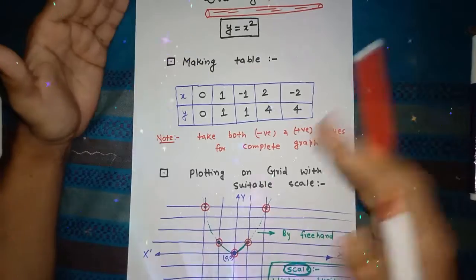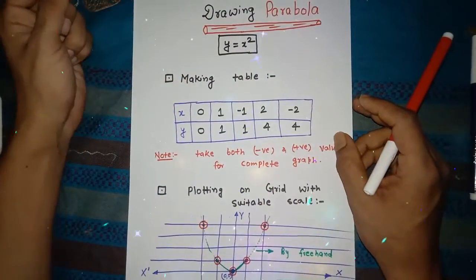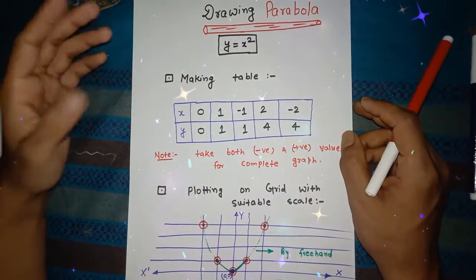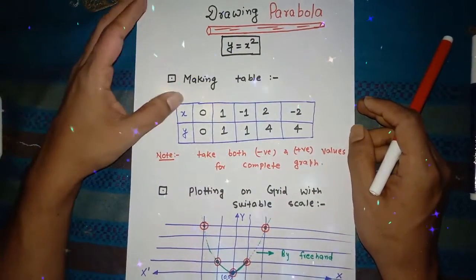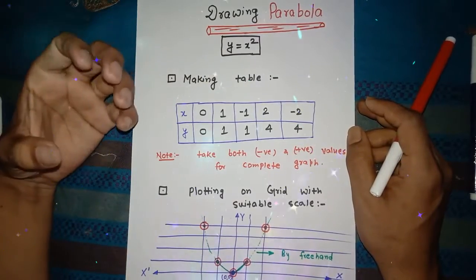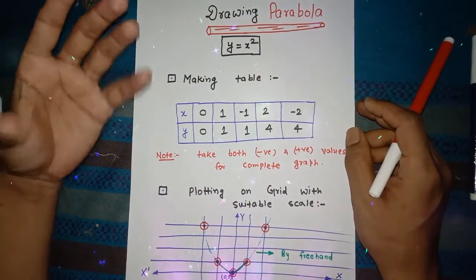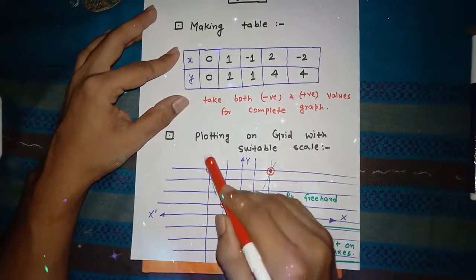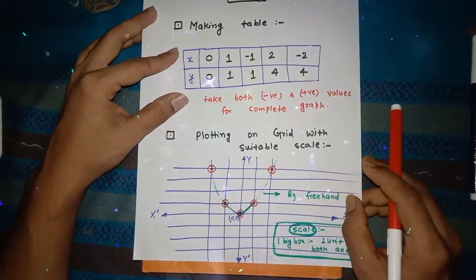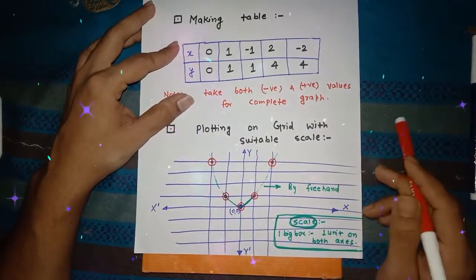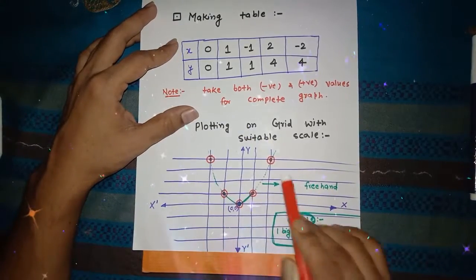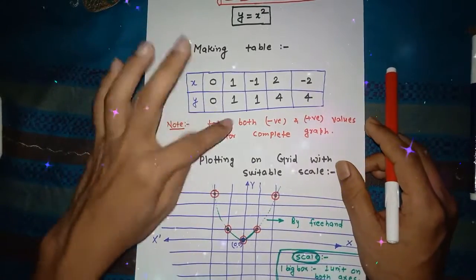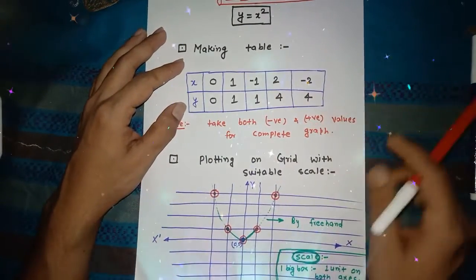Now in this situation, for a parabolic expression or quadratic equation, you must take both kinds of values, that is negative and positive. So you must take some values of x as positive and some as negative for the complete drawing of the graph. Now you can draw the grid pattern in your copy, take a suitable scale and point out the coordinates. Here I have taken the coordinates 0, 0, 1, 1, minus 1, 1, 2, 4 and minus 2, 4.